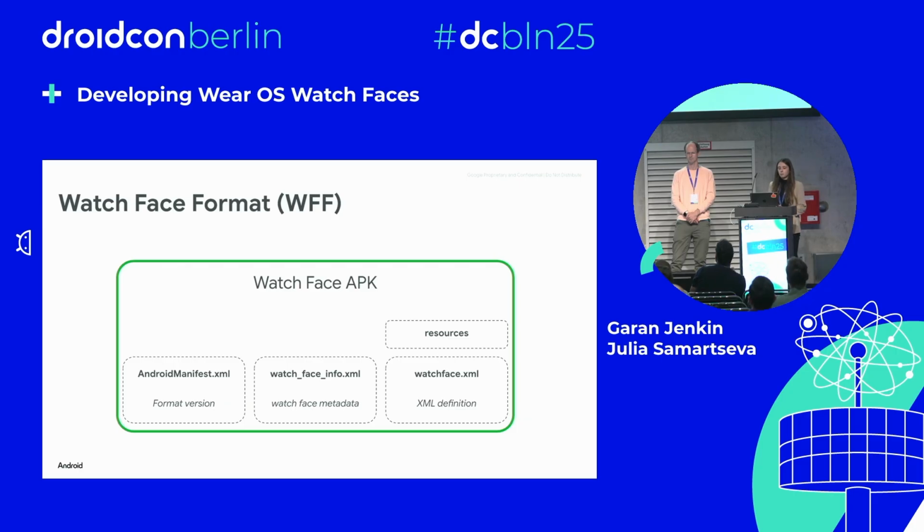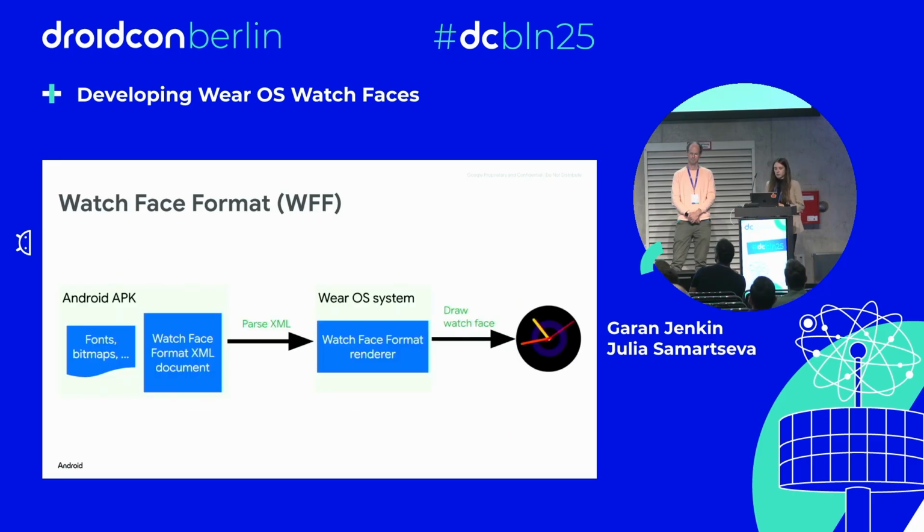So an APK built with the Watch Face Format is actually very simple. It only contains the following things. First is the standard Android manifest with the format version. Then there is watch face metadata with things such as preview, category, etc. And then there is watch face XML, which includes the actual definition of the watch face. And of course, it contains resources in the res folder, such as preview images or text values. And then the Wear OS platform is responsible for interpreting this XML and rendering the watch face.